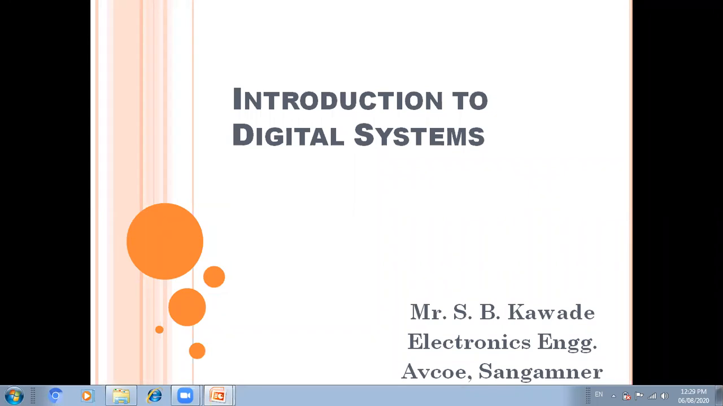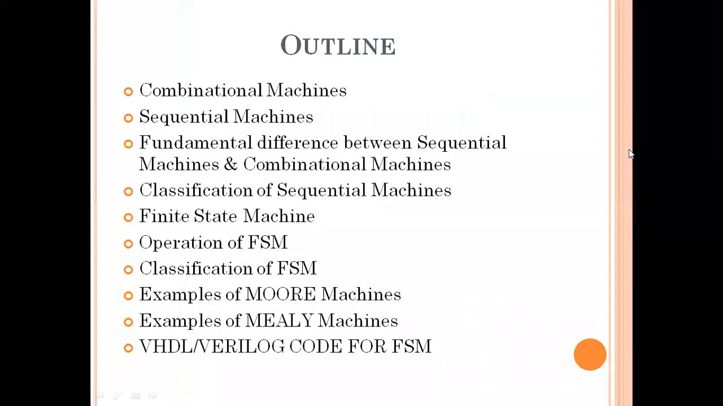So first, we will classify the digital system. In digital systems, these are the highlighted topics which we'll cover, right? Before going on to our system, the digital system, we'll understand the classification of digital systems. Based on two factors, we can categorize digital systems: one is combinational machines, and the second is sequential machines, right?